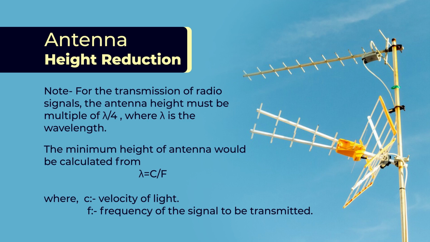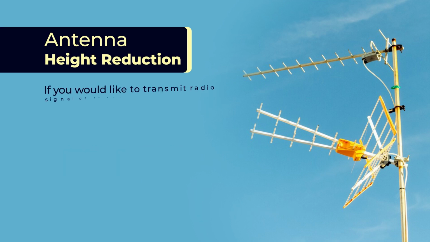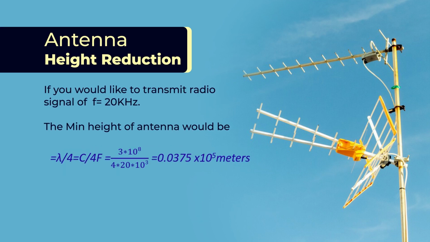To understand the antenna height concept, here we are considering two cases. Case 1, in which we would like to transmit a radio signal of 20 kilohertz, that is the message frequency. As per the discussed formula, the height of antenna would be more than 3 kilometers.